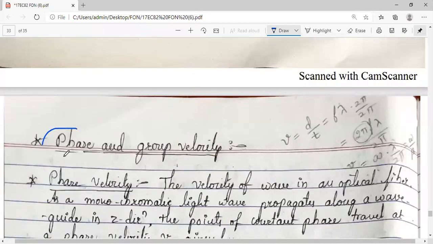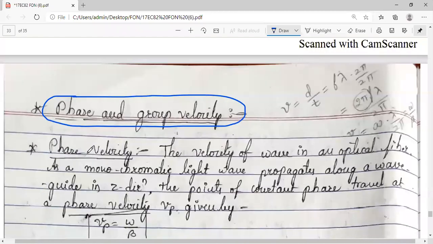In today's session, we are going to discuss about the phase and the group velocity. Okay, so velocity is a known term to you, and as we are talking here about the electromagnetic waves and the light, so you know the velocity of light, it is c, that is c equals to 3 into 10 to the power of 8 meters per second. Now coming to the phase velocity.